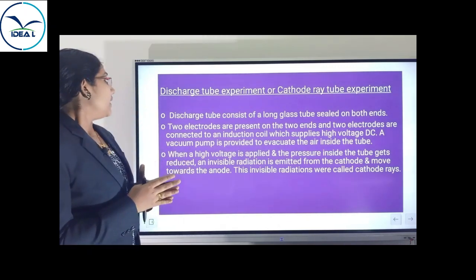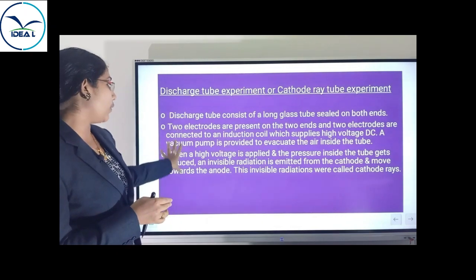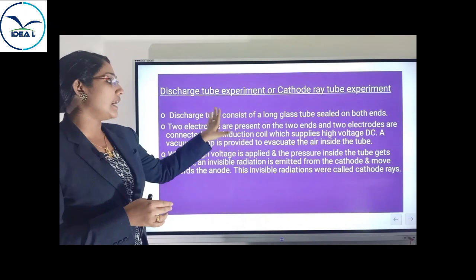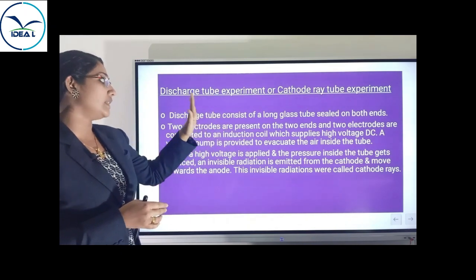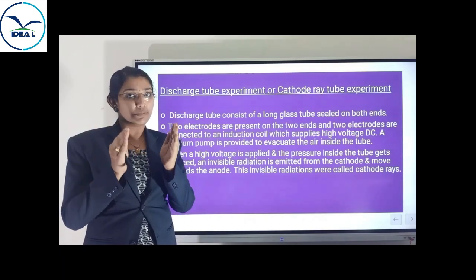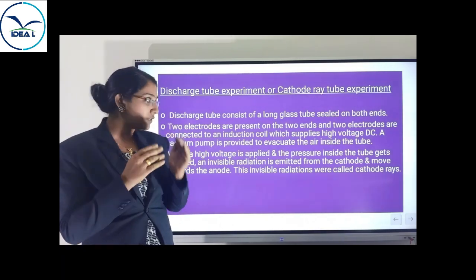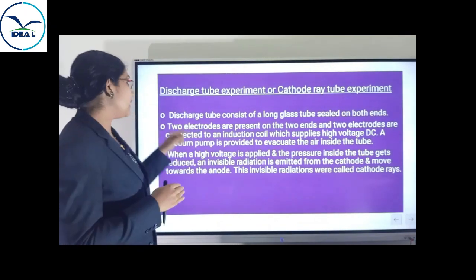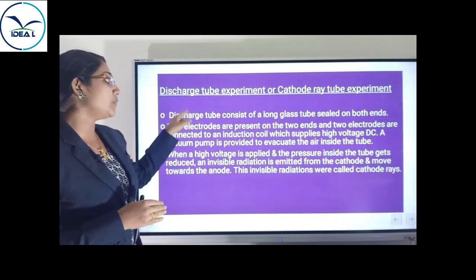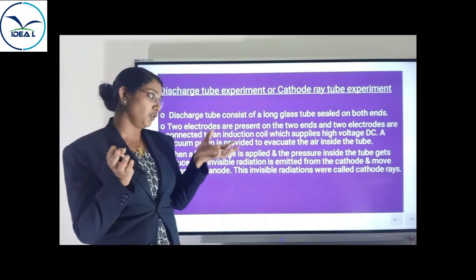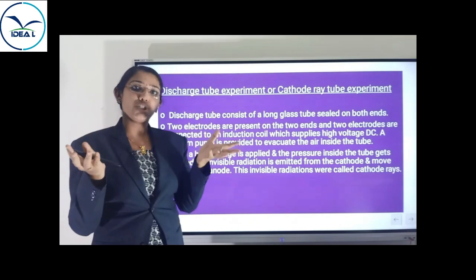Here I have arranged some points. Discharge tube consists of a long glass tube sealed on both ends. First of all, you have to understand what is meant by a discharge tube. After that, we can study the experiment in detail. So, look at the first point. Discharge tube consists of a long glass tube, which is sealed on two ends.